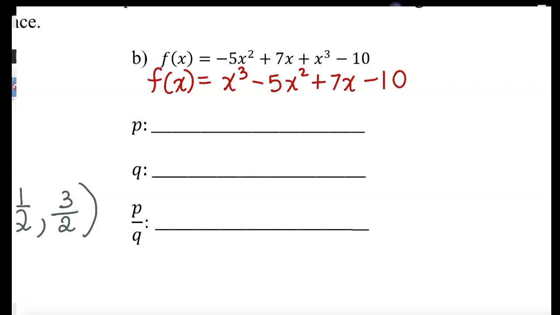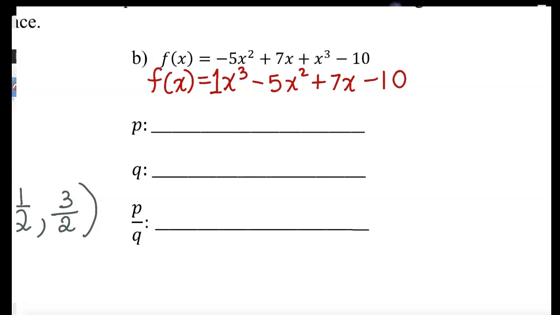So, you see what I mean? Because if people are not paying attention, they would have probably used a negative 5 to find q's. But what is the leading coefficient here? Leading coefficient is just 1.